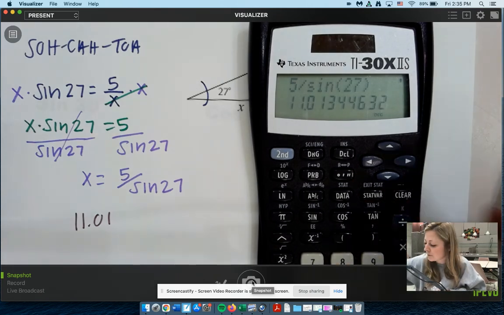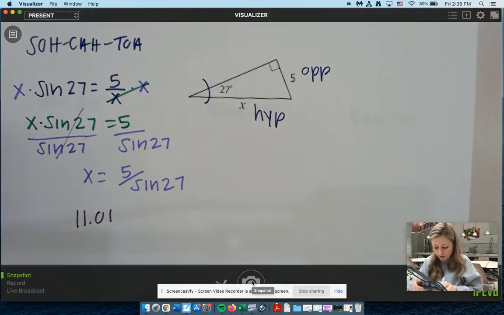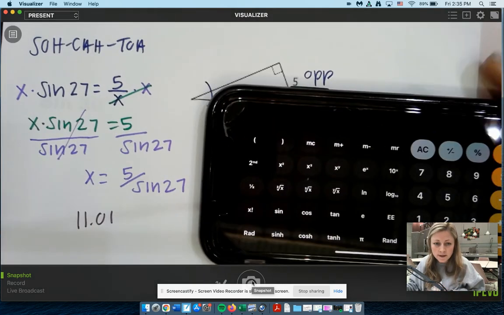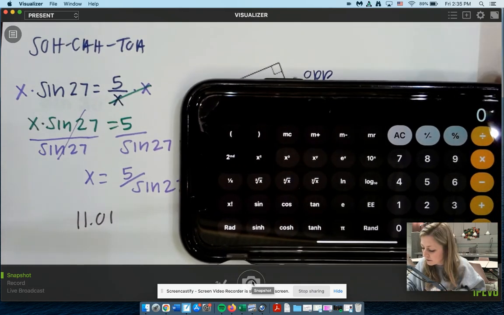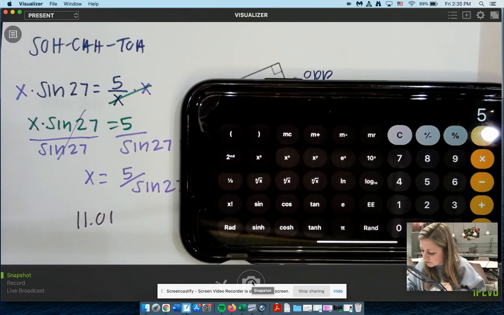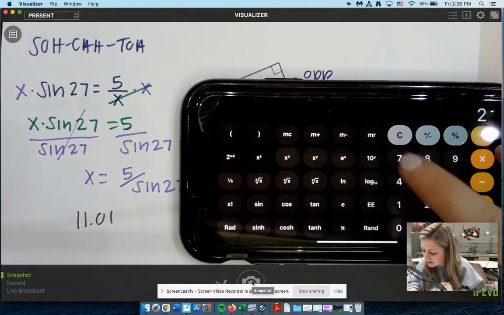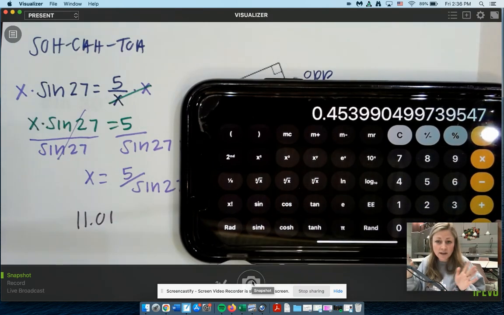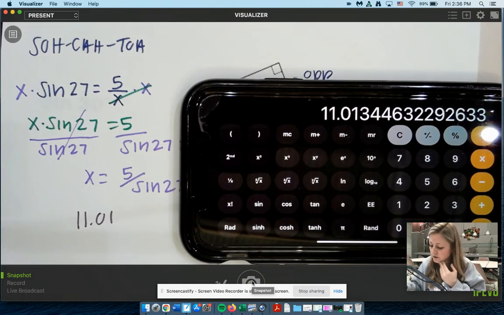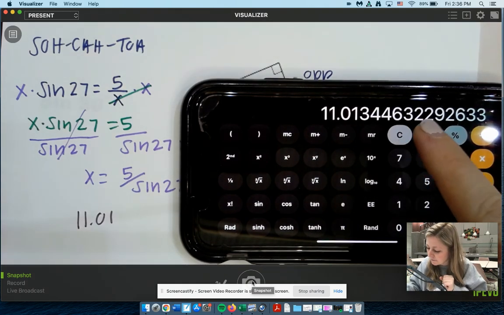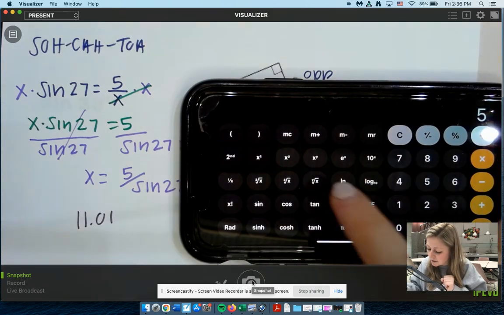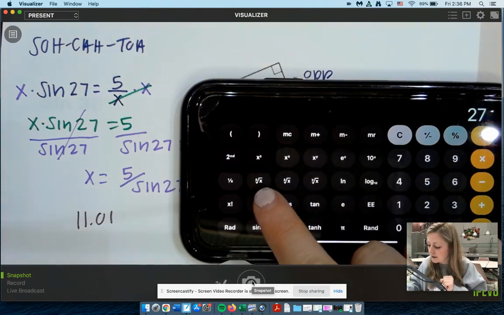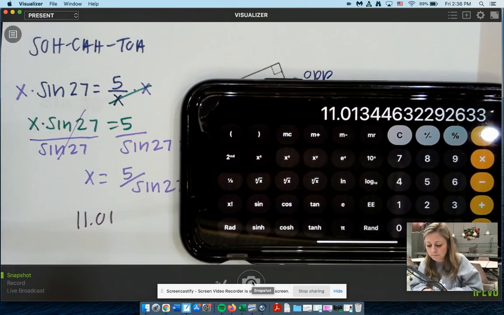Now let's try it on our phones. It's a little more complicated this way, but we'll figure it out together. Okay. So this time you're going to hit, I think, let's just try it. We're going to hit 5 divided by 27, but then hit sine, equals. Okay, so it did work. So that's what you want to do. I'll redo that real quick. You're going to have 5 divided by 27, because that's our angle, and then hit sine, and then hit equals, and then we get that 11.1.